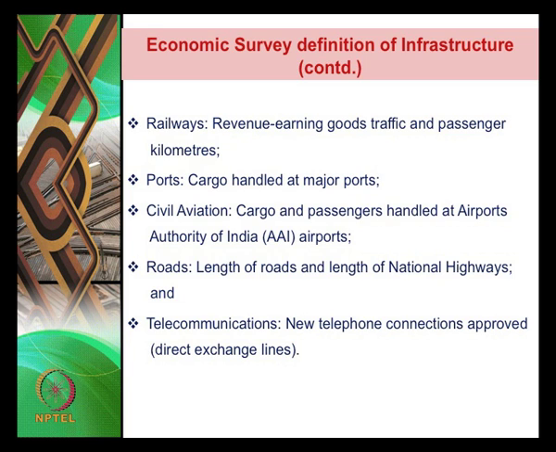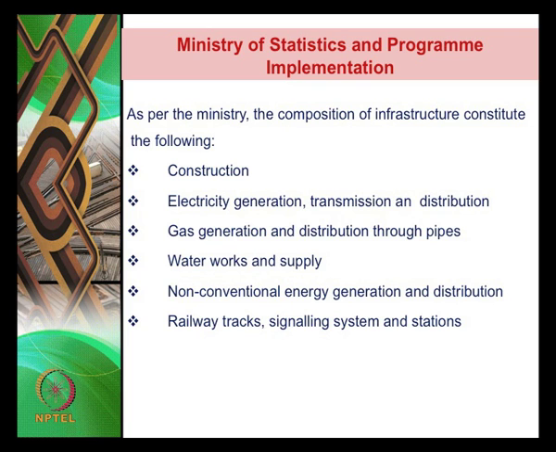Now there is another definition of infrastructure under the Ministry of Statistics and Program Implementation. Let us look at what those are. They have the following definition, starting with construction. As you might see, this definition of the ministry is much broader as compared to what we have seen in the economic survey, because it looks at a lot of other activities and segments as infrastructure. For example, it looks at construction as infrastructure. So construction, infrastructure projects can be classified under construction, but then construction can mean a whole lot of other things. It could mean construction of real estate, it could mean construction of industrial parks and so on and so forth.